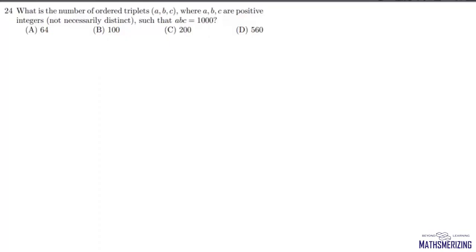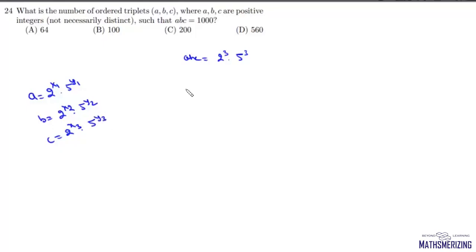Now question number 24 is, what is the number of ordered pairs ABC, where A, B, C are positive integers, not necessarily distinct, such that A into B into C is 1000. So we can write ABC as 2 cube into 5 cube. Now let A be of the form 2 to the power x1, 5 to the power y1. Let B be 2 to the power x2, 5 to the power y2, and C be 2 to the power x3 into 5 to the power y3.